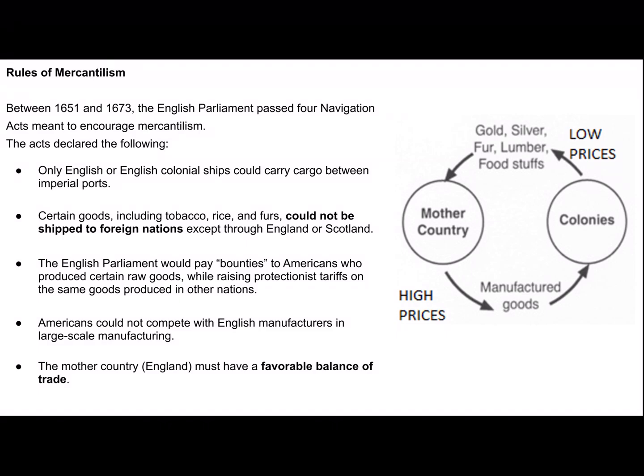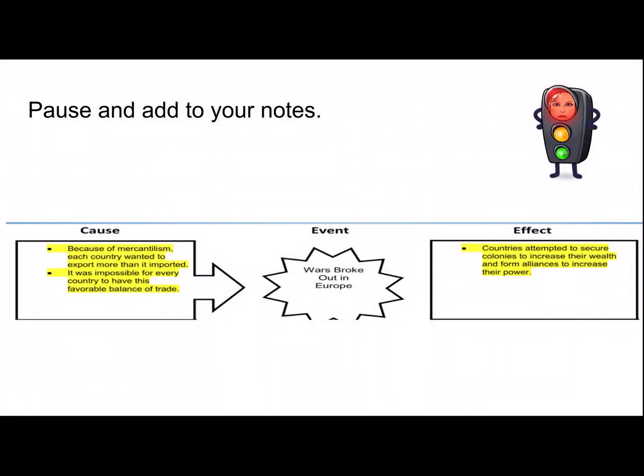Americans could not compete with English manufacturers because of the large scale of manufacturing, and the mother country, or England in this case, has to have a favorable balance of trade. So these are all things that we're going to take a closer look at in the coming days. This is just to give you some sense of where we're heading. So pause and add to your notes now.